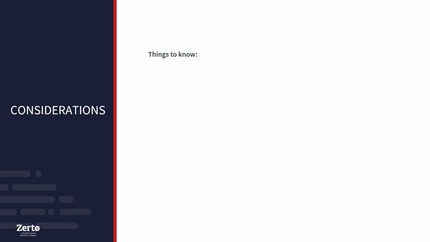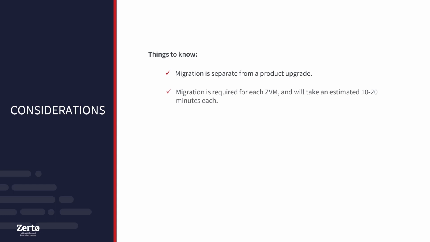There are a few things to know when using the utility. As a reminder, this process outlines a migration, not an upgrade. The migration is separate from a product upgrade, and must be completed before upgrading to versions above 9.7. Migration is required for each ZVM, for example, all ZVMs on the production and secondary sites.